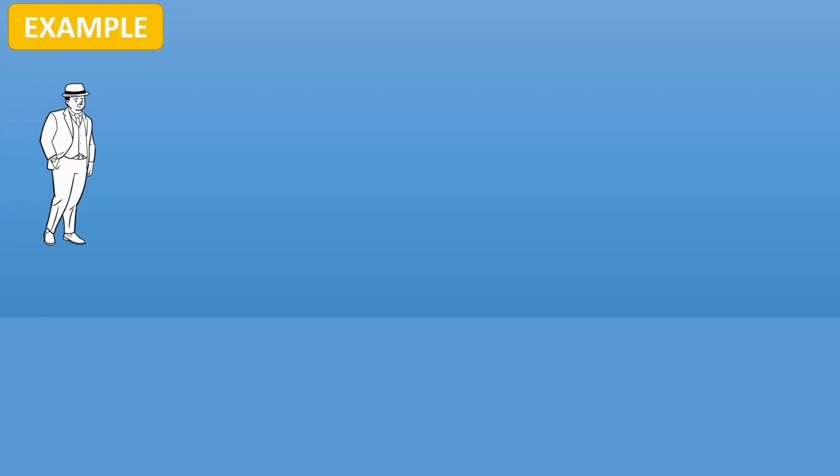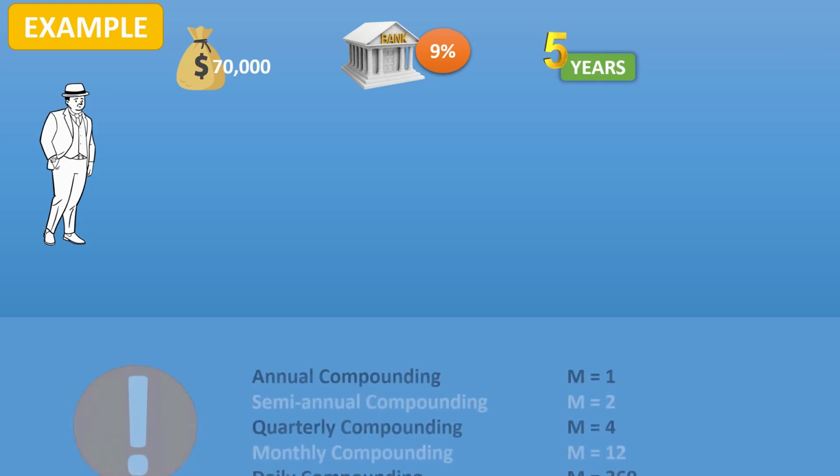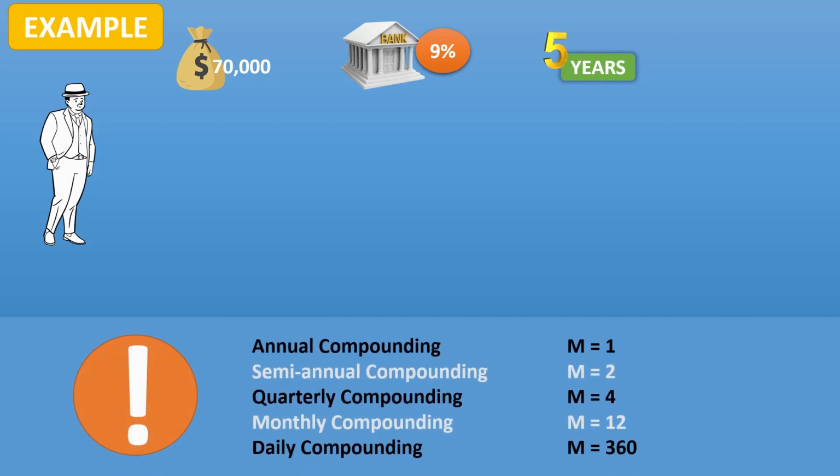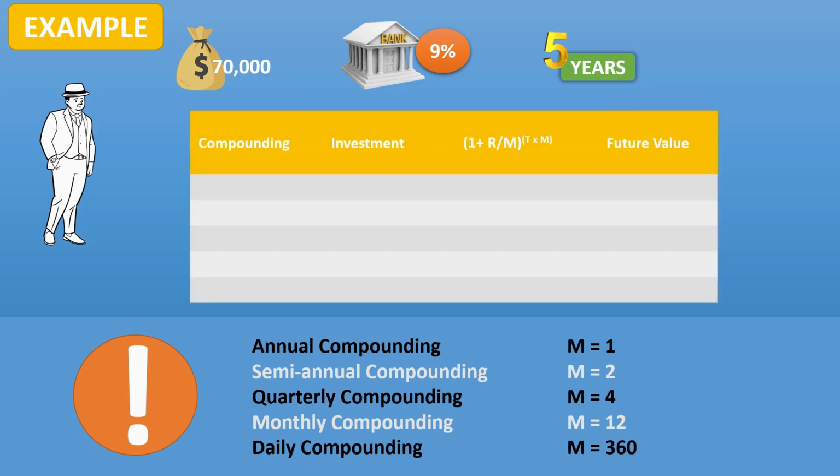Let's take an example and calculate the future value using annual, semi-annual, quarterly, monthly, weekly, and daily compounding. Assume that you have $70,000 and you want to invest. A bank offers you to invest at 9%. You have the option to choose between annual, semi-annual, quarterly, monthly, weekly, and daily compounding. To assess which option will be best for you, we will use the future value formula for compounding. Here is the table for calculation.